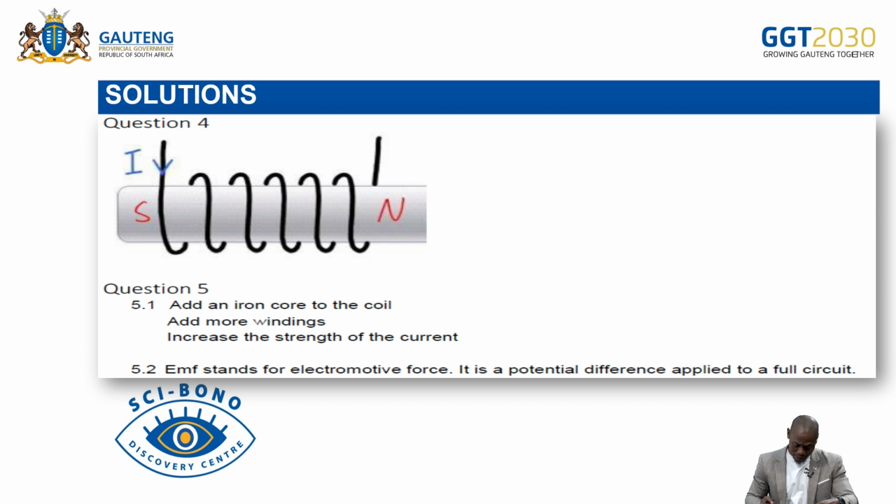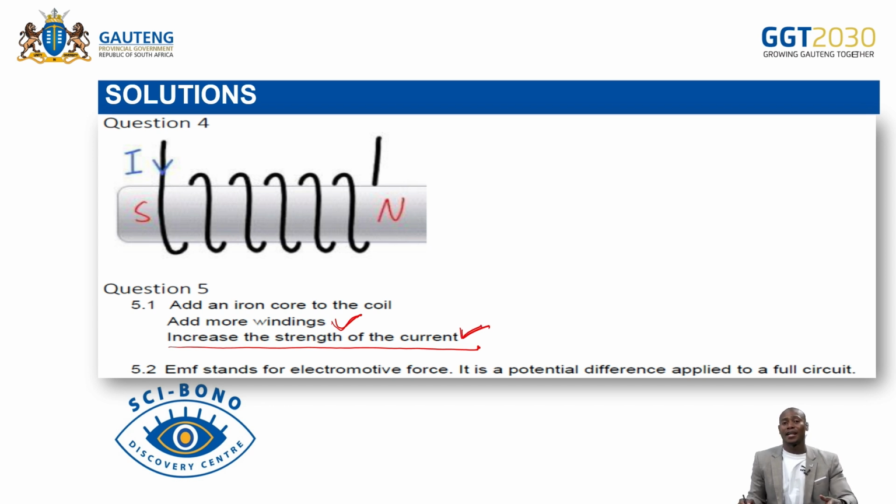All right. So here, increase the strength of the current. How can you increase the strength of the current? You can increase the strength of the current by using a source of power with high power or high voltage. That is how we can increase the strength of the current. You can add more windings, right? So increase the number of turns. Add an iron core to the coil. But these 2, I think we are familiar with these 2.